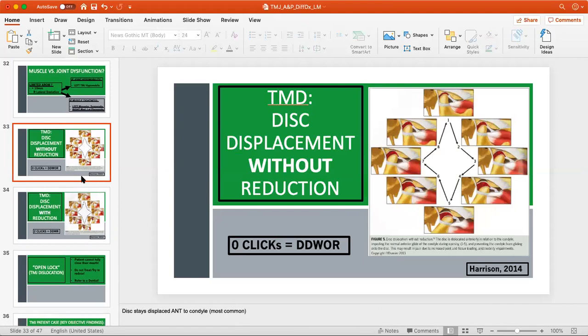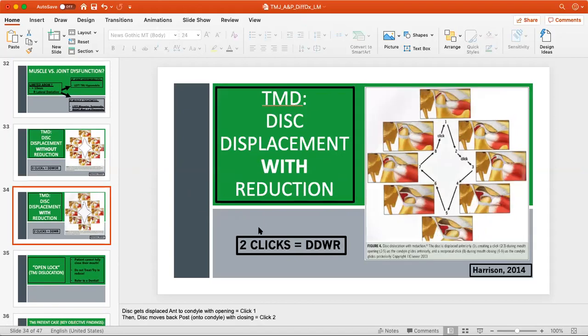These next couple slides are just pictures of what happens with these different disc displacement disorders. So without reduction, no clicks. This is just going to show the disc moving, but no reduction. Disc displacement with reduction is going to be 2 clicks. So it's going to click off, and then it's going to click back on. If you like the pictures, you can go through that cycle.